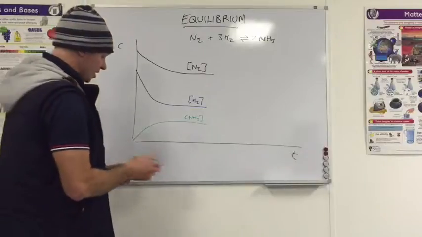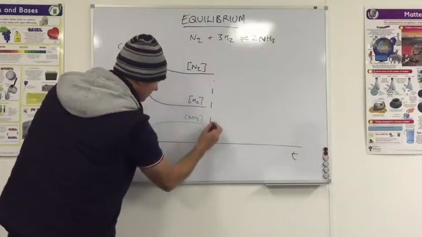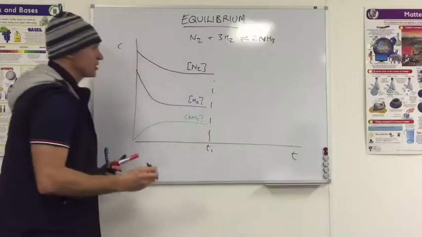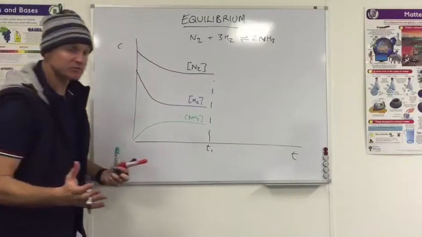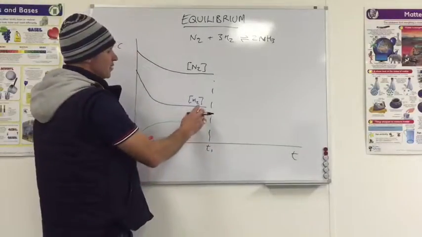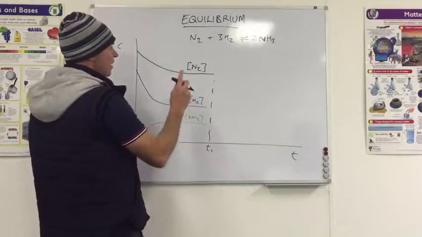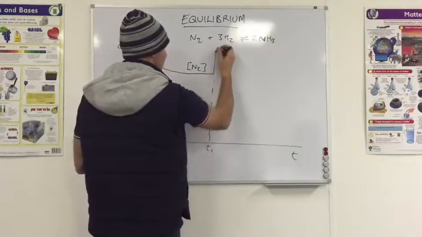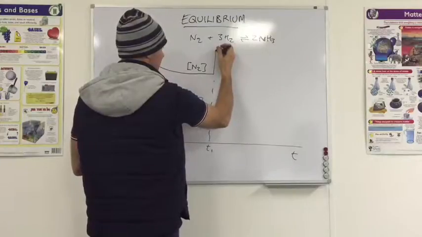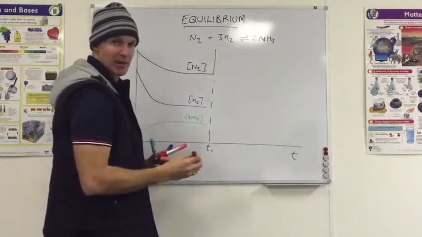Let's say at time T1, there was an increase in the concentration of nitrogen. Now what happens is, we know that according to Le Chatelier's principle, things are going to shuffle and shift around, but only one of them will do that radically when it's a change in concentration. So the nitrogen spikes up like that.